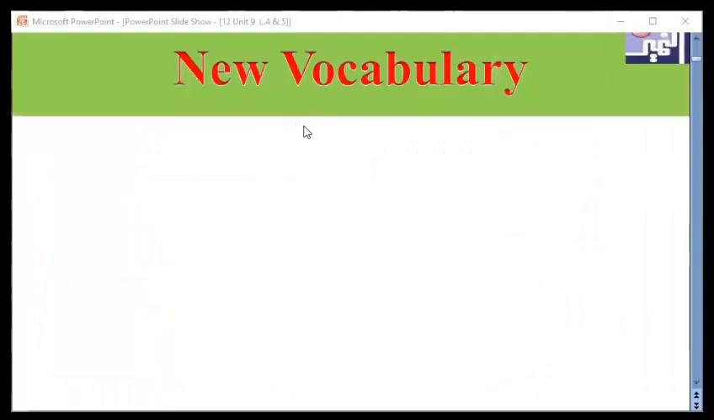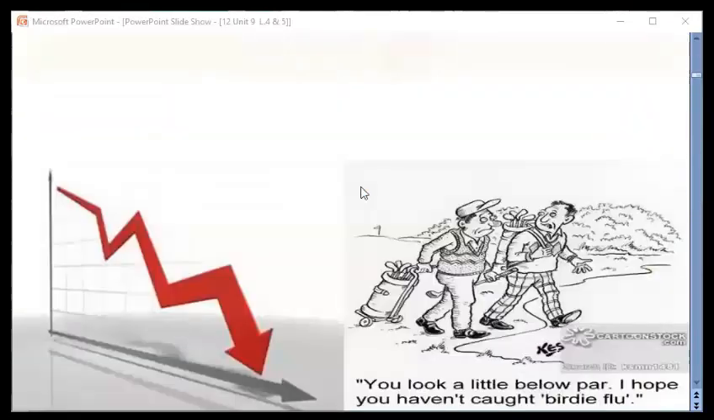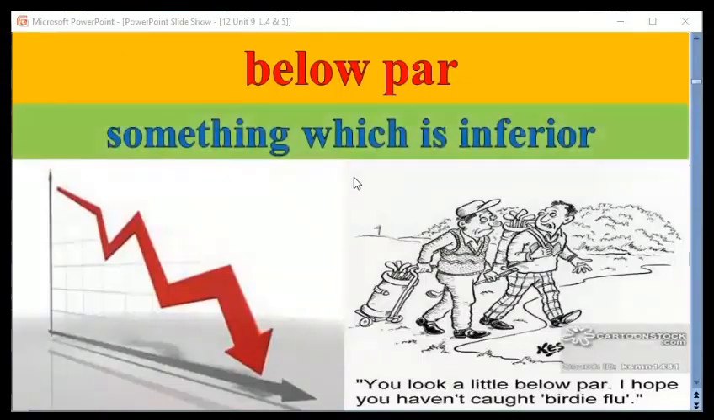Have a look at this slide in front of you, new vocabulary. And as you can see, we have these words to remember. Below par, call the shots, immobile, neck and neck, put to, snooker, substandard, to the line, ungentlemanly. These are the new vocabulary that we are going to present for all of you. Let's start by having a look at this word, below par, something which is inferior.